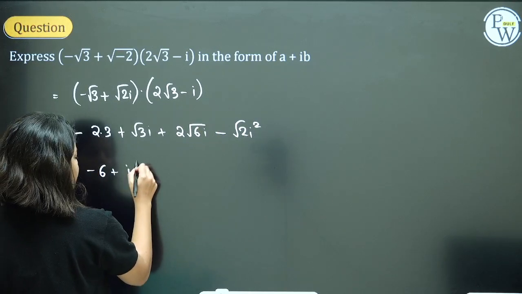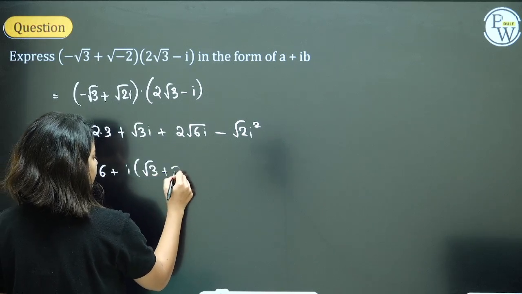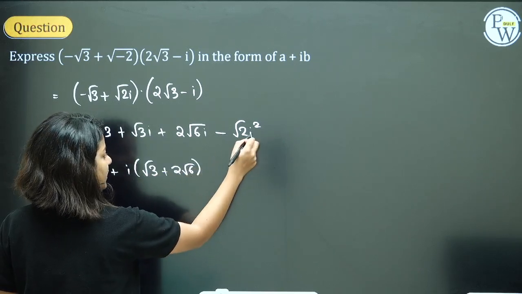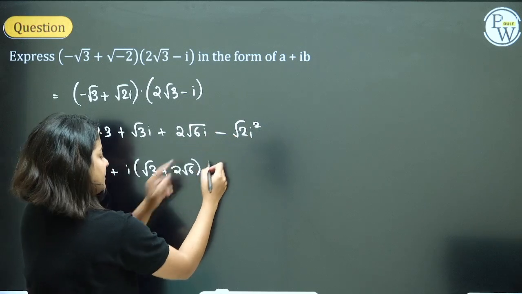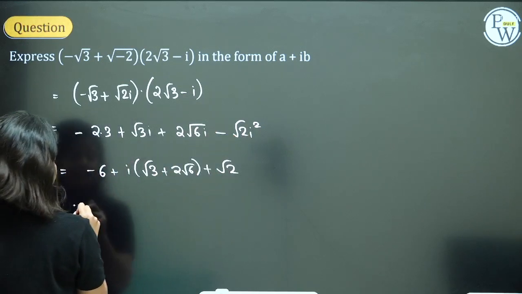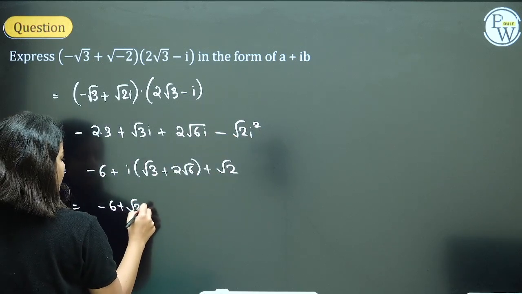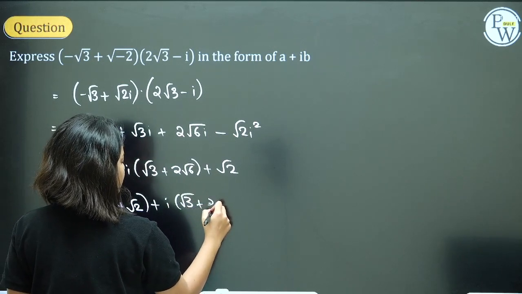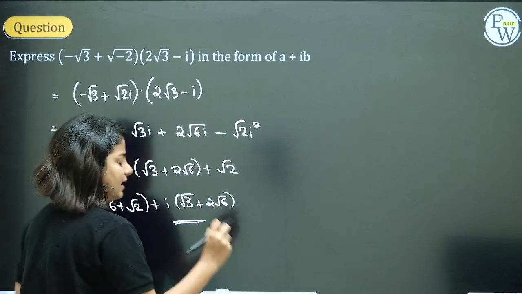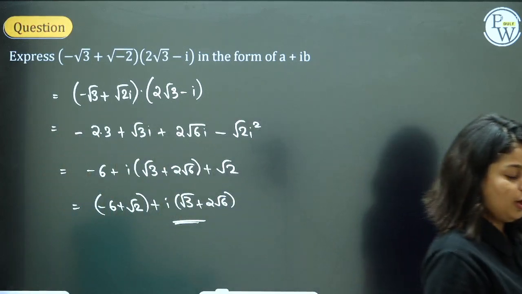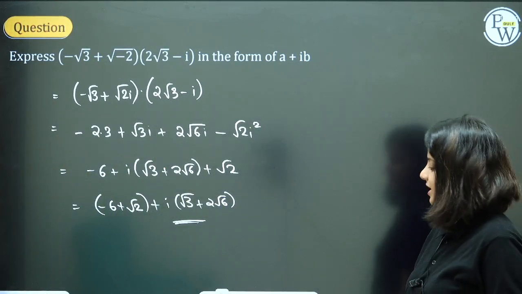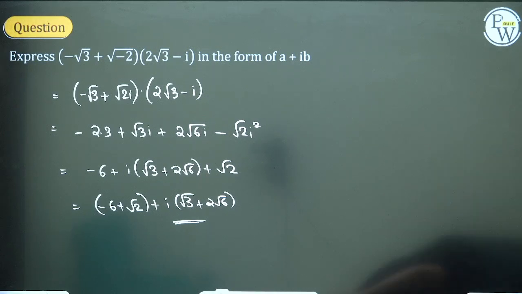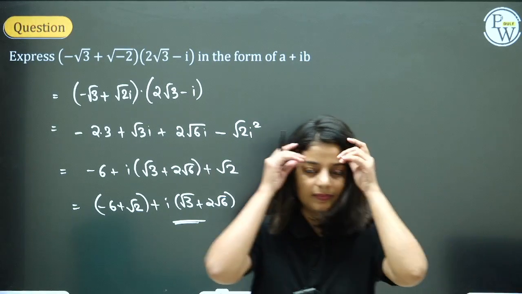We can't really simplify. Take i common. And i square is minus 1, that makes this plus root 2. Minus 6 plus root 2, plus i times root 3 plus 2 root 6. That's how we simplify it. Got it? Can we quickly check it? Alright, great.